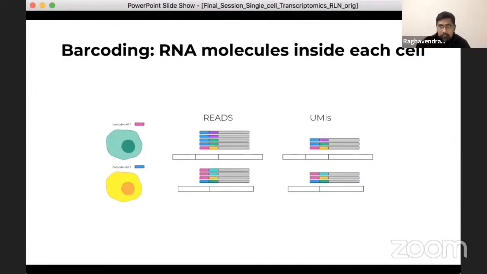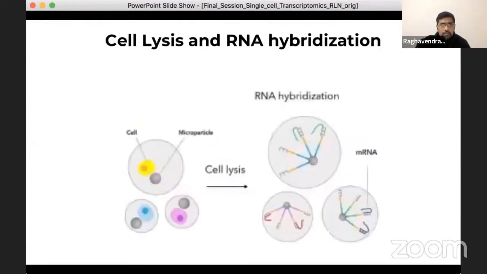Then cell lysis is performed and RNA hybridization is performed. Immediately after the droplet is formed, each cell is lysed within the droplet, and its mRNAs are released.